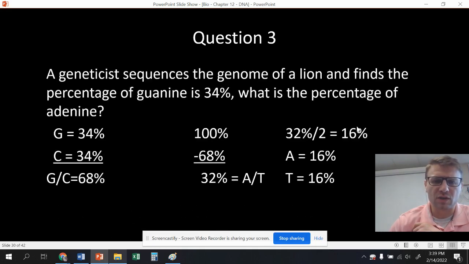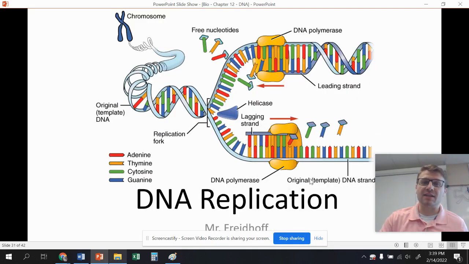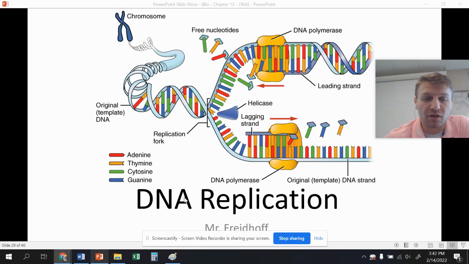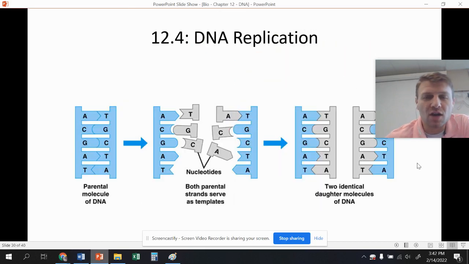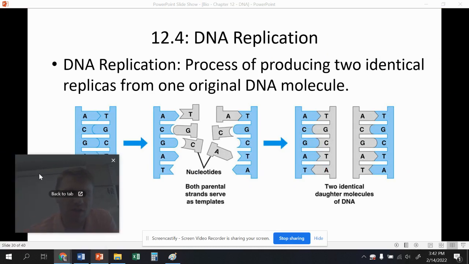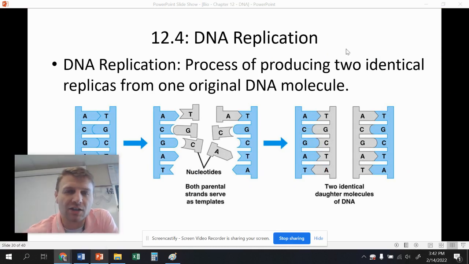We won't go through one more question. Our next section is going to be DNA replication, or 12.4. All right, our last section here is going to be 12.4, which is on replication. This is where it can get kind of difficult because there's a lot of working parts here, but there's not too much new material. There's not a ton just in this one section.